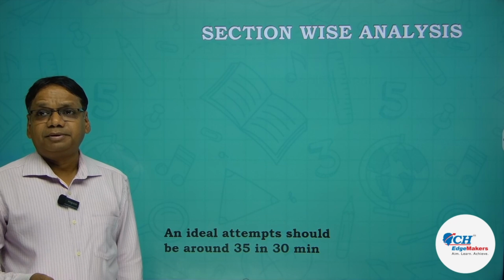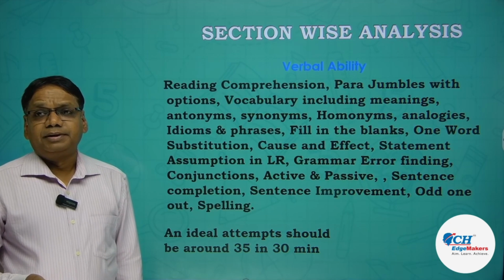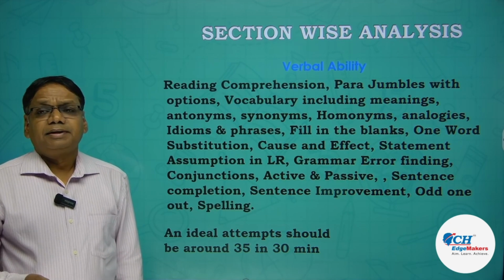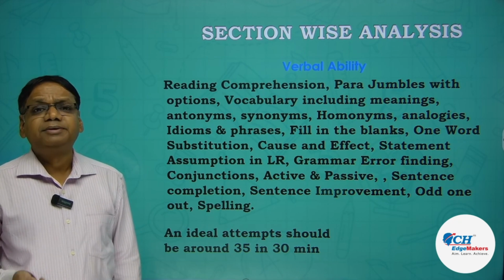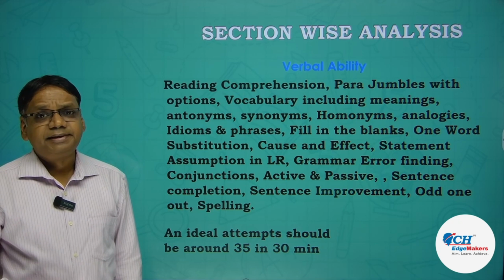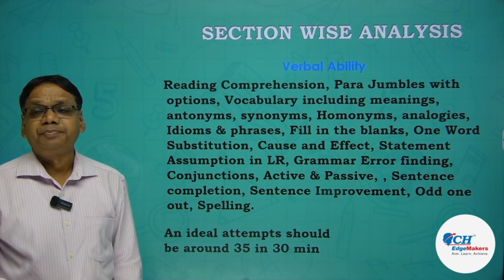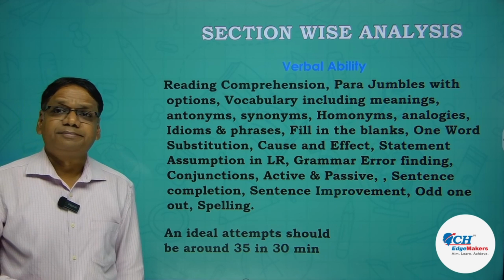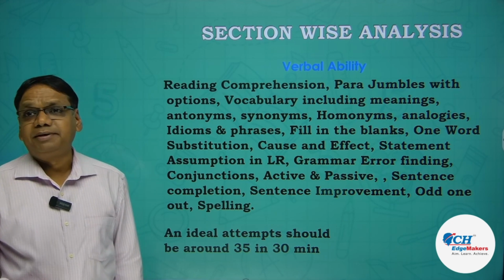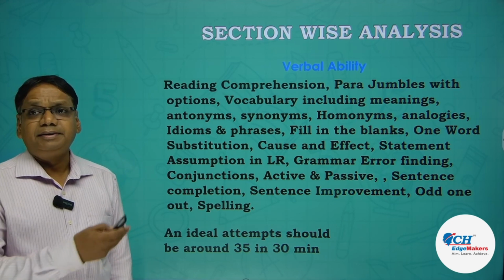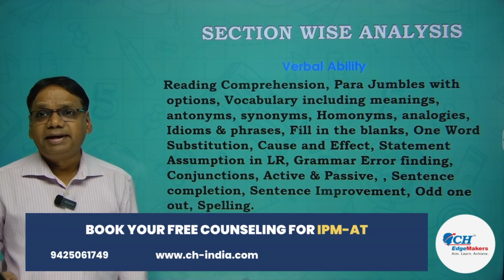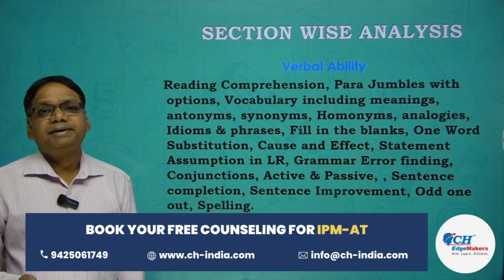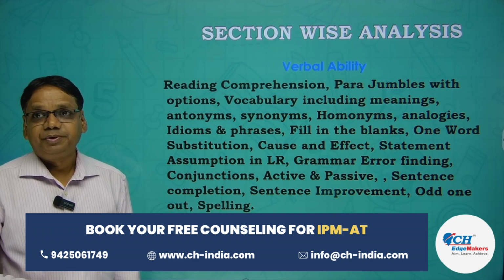If we talk about verbal ability, this section was tougher than that of last year, while the other two sections were easier as compared to last year. In the verbal ability section, questions were based on reading comprehension, para-jumbles with options, vocabulary and the other areas that you can see on the screen. An ideal attempt should be 35 in 30 minutes.